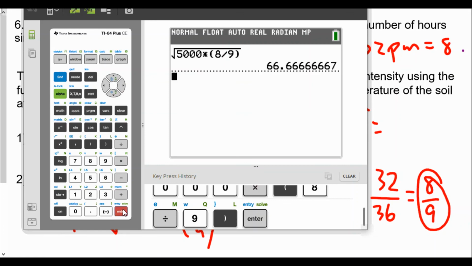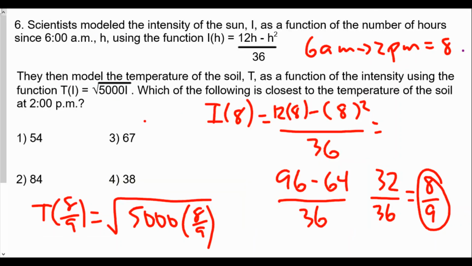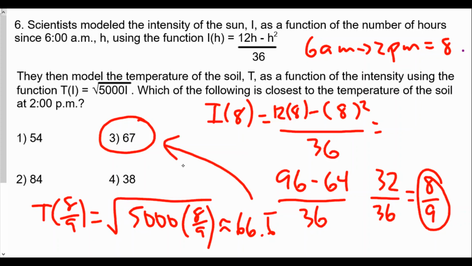And we hit enter, and we get 66.66, repeating, so 66 2/3. But the closest value among our choices will be 67. So in this case it approximates to 66.6 with a bar, which approximates to 67. So this is how a composition of functions works out.